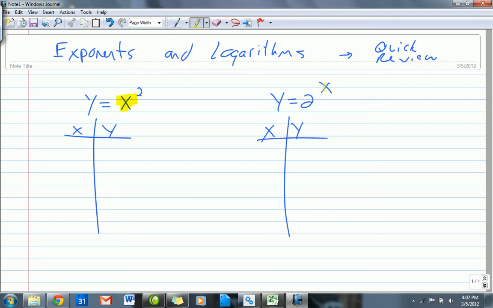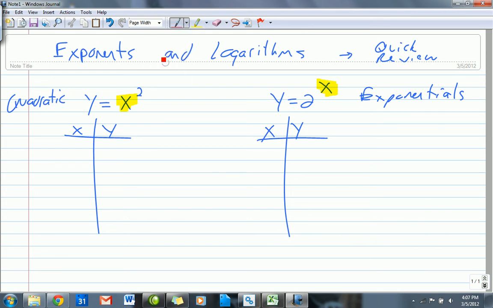The base is the variable here. The exponent is the variable here. That's why we call them exponentials, because the variable is in the exponent. Okay, this guy's obviously a quadratic. The variable is downstairs at the base. Alright, so let's take a look at some values that would be in this table.